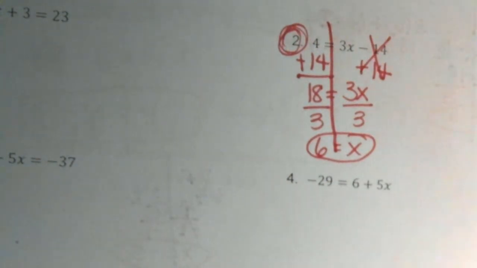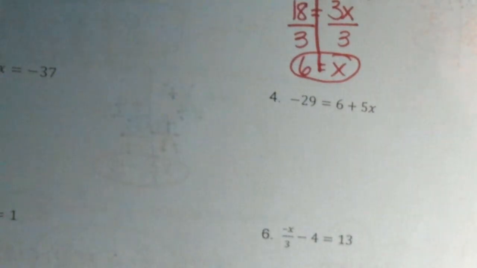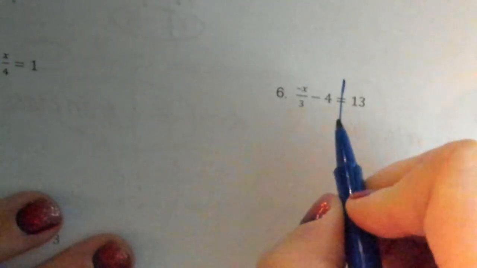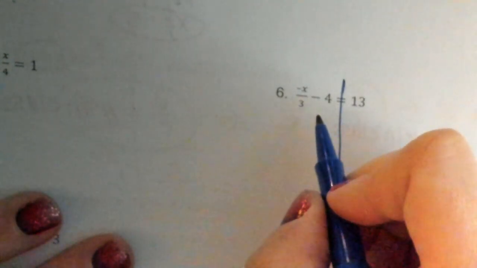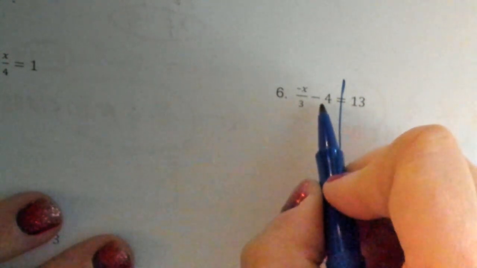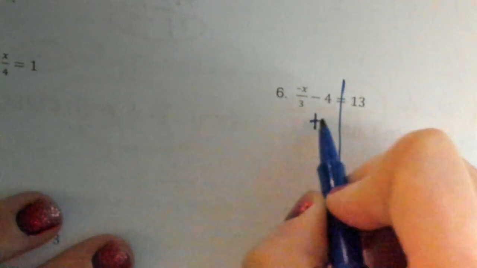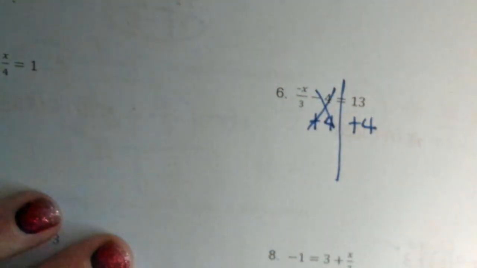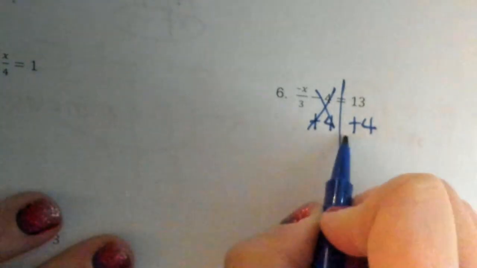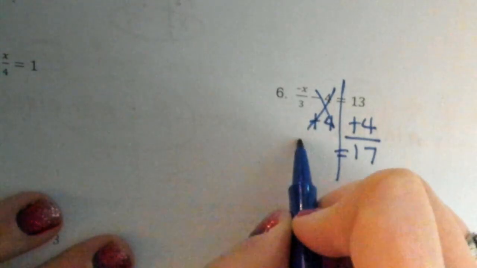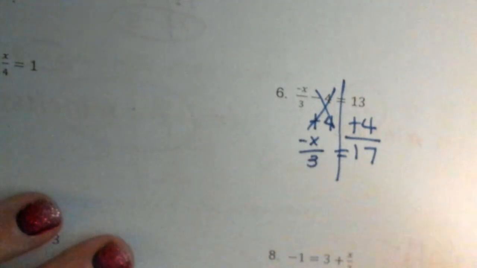Let's look at number 6. Draw my line. Okay, what is added or subtracted to the x? Well, it's subtracting 4, so we're going to add 4 to both sides. To get rid of that, we have to do the opposite. So we end up with 17 on this side of the equal sign, and then negative x divided by 3.